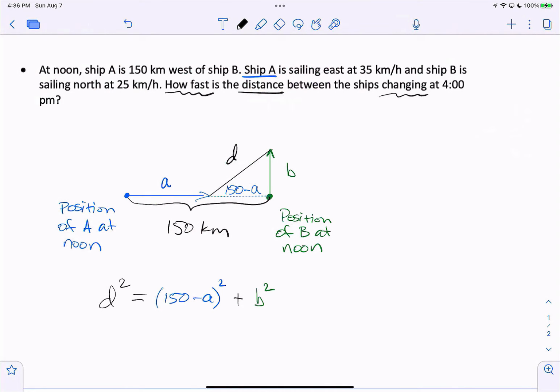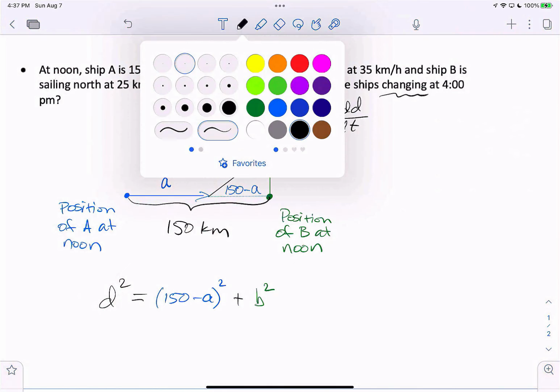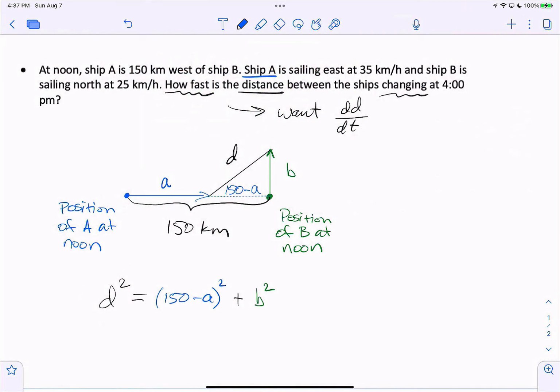And that means that we want, in terms of calculus, dD/dt. So I have a D squared here, and I know that if I differentiate with respect to time, then I'll end up with dD/dt. Note that we also have some other information, well, it's not in terms of calculus, but we can interpret it that way. Ship A is sailing east at 35 kilometers per hour, so I can say dA/dt is equal to 35. Likewise, ship B is moving at 25 kilometers per hour, and so dB/dt is equal to 25.